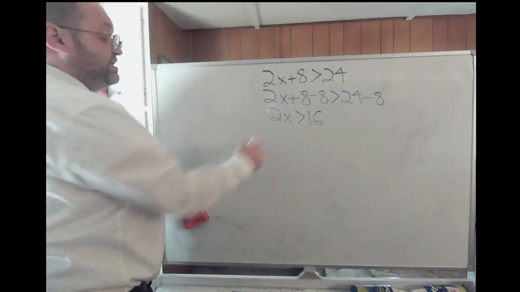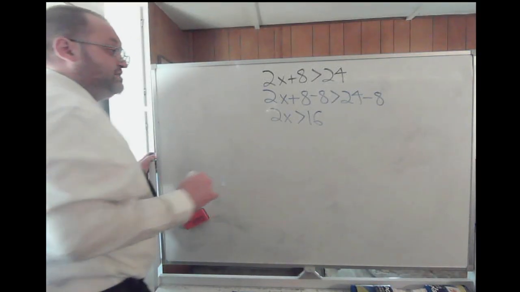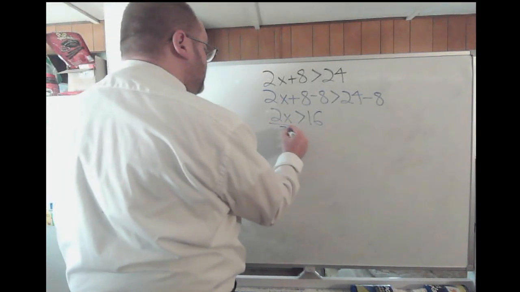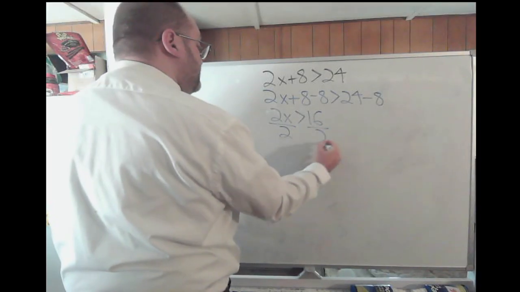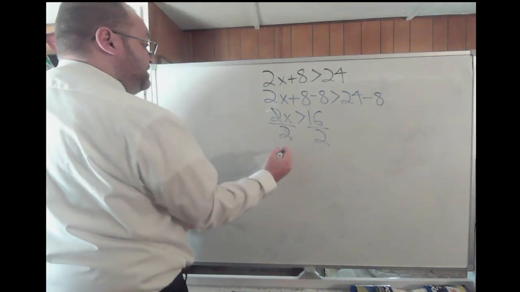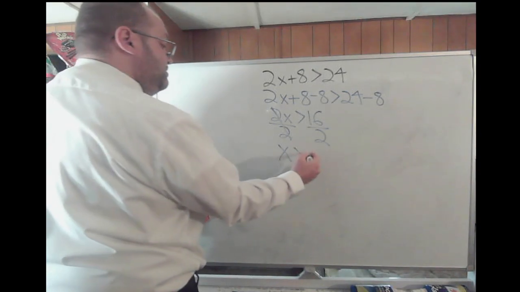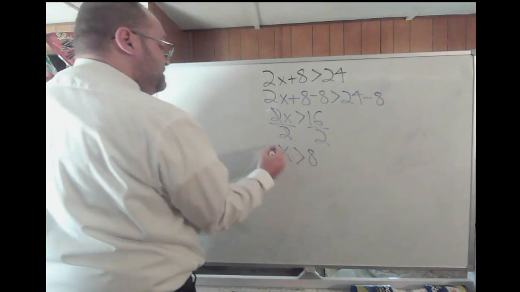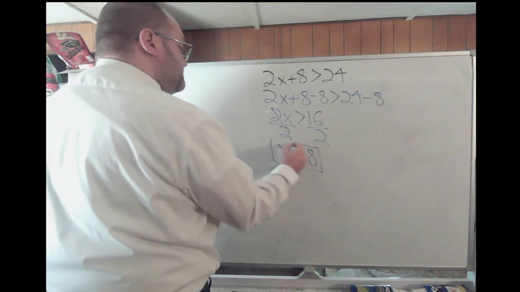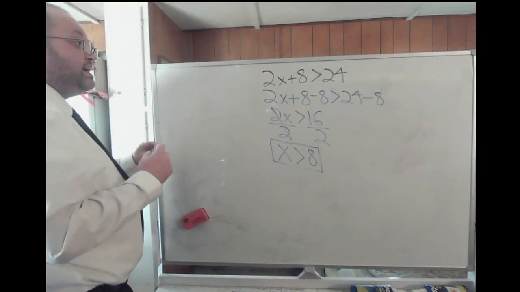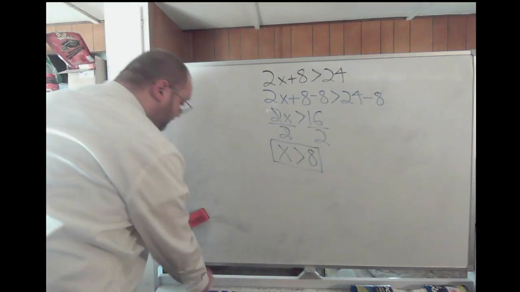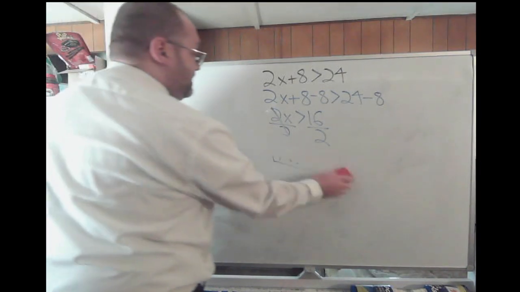Well, we have 2x. We want to solve for just x. So you got to divide both sides by 2. On the left, the 2's cancel out. You'll just have x is greater than 16 divided by 2. That's 8. So the answer is x is greater than 8. That's what you would get, x greater than 8.